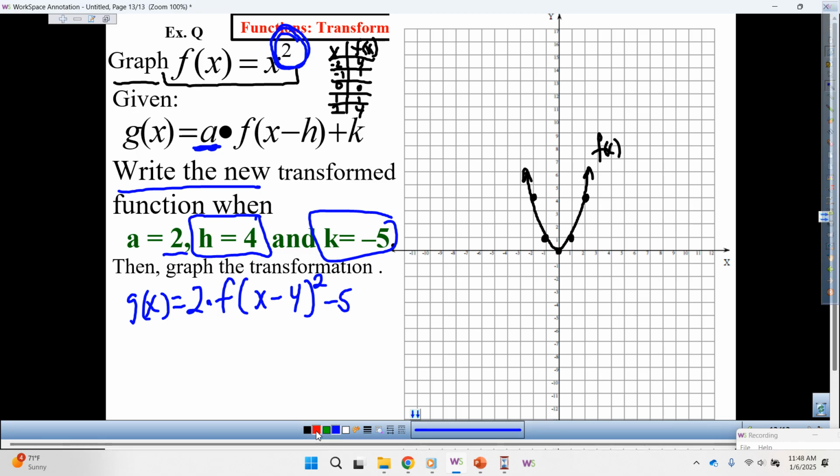Well, look up. First thing first, we need to stretch it because it's a 2. So these 2 points go up 2 steps. Go up twice where they're at. They're at 4, so they go up to 8. These go up to 2. They're at 0. And then we're going to move it what? 4 to the right and 5 down. 4 to the right, 5 down.